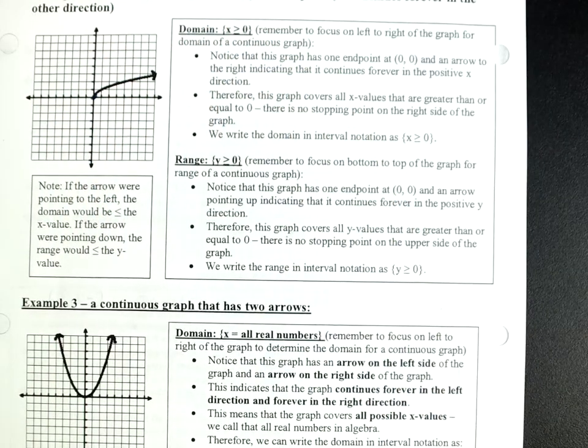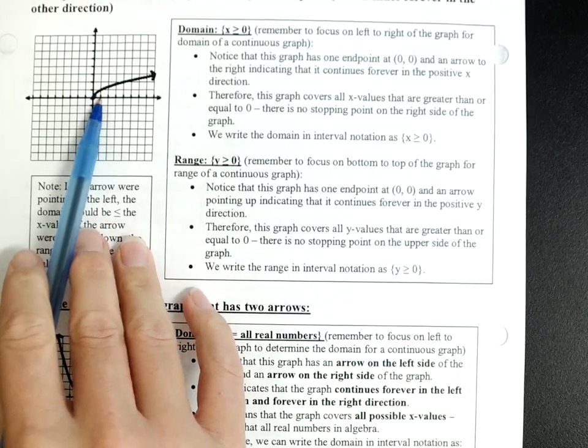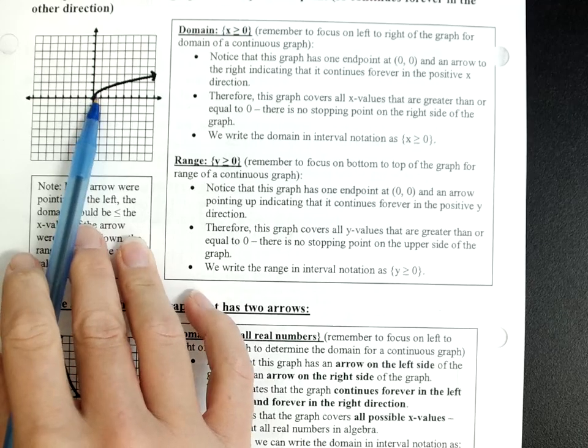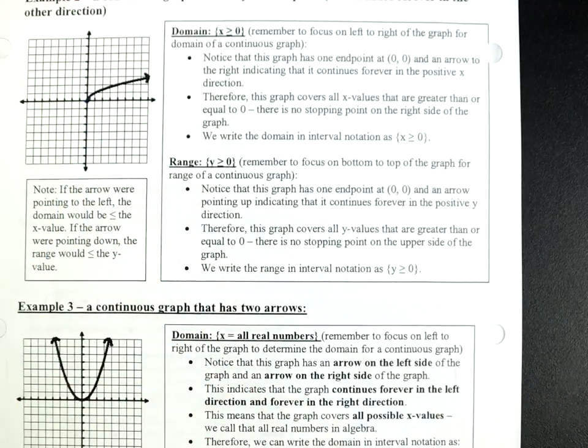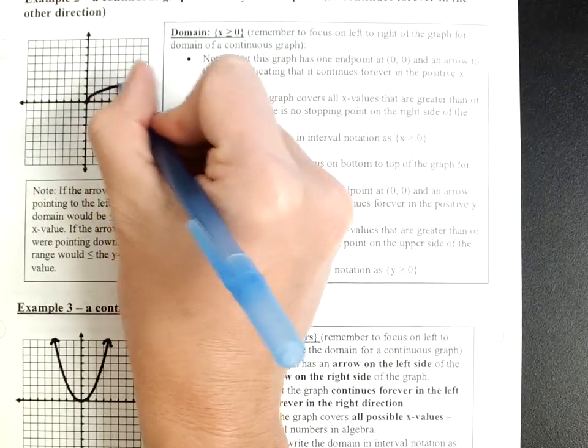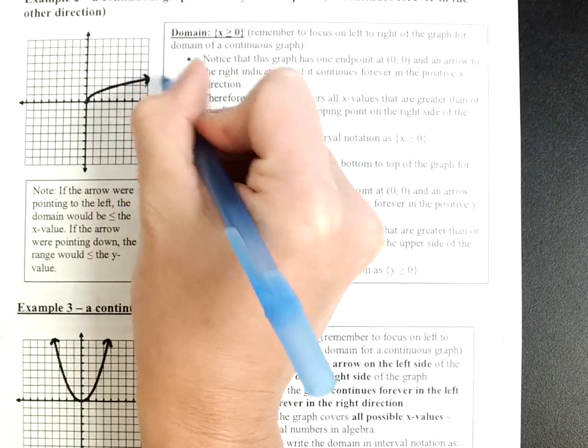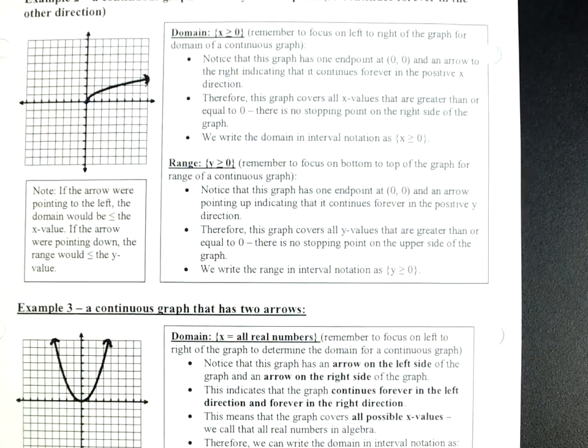How do you know whether or not it's going to be equal to or not? Unless they specifically draw a circle point there, you're going to assume it's equal to. So my leftmost point for my domain is going to be 0. When does this graph stop going to the right? Well, the arrow on the end indicates that it's going to continue going right forever and ever.